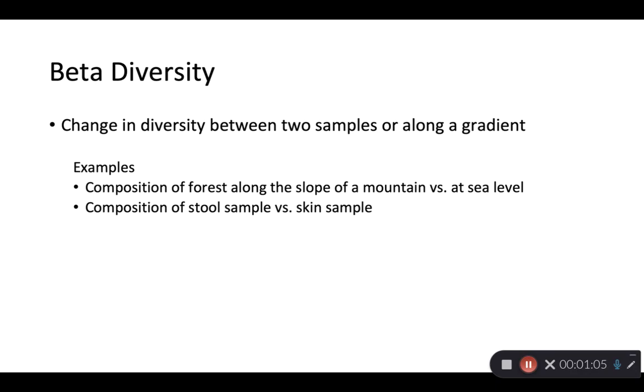So we might look at something like the composition of a forest along the slope of a mountain, the lower elevation versus higher elevation parts of that community. Or we could look at, again, using a gut microbiome as an example, the composition and the community members in a stool sample versus the microbiome of the skin. So if you took a sample of the microbiota from skin and compared that to a stool sample.